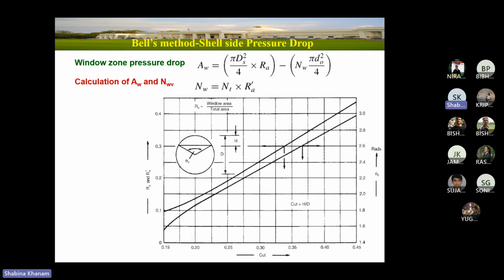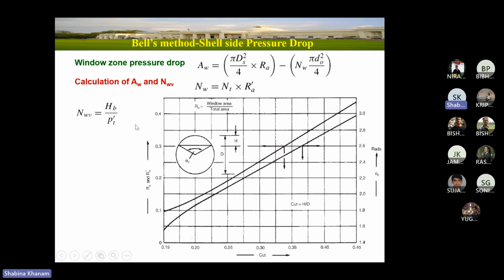And NWV, how will you calculate NWV? NCV, if you recall, will depend on the distance between baffle to baffle tip. Okay, and this NWV will depend on HB.